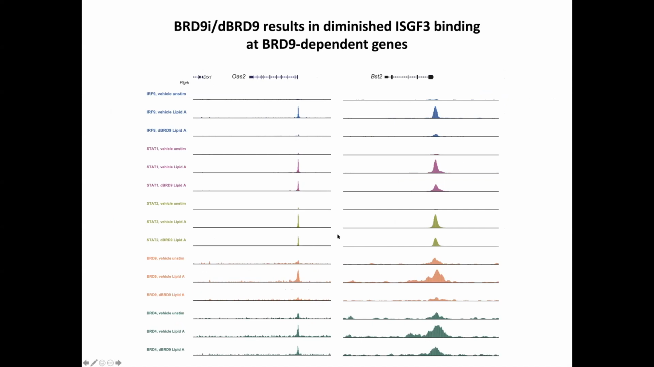And again, you can see that quite well on the genome browser. So I'll just focus your attention here to BRD9. Again, we see this stimulated recruitment of BRD9 in response to lipid A, which is lost in the presence of DBRD9. And in response to DBRD9, we also see a reduction in essentially all of these factors, IRF9, STAT1, and STAT2, at both these BRD9 dependent genes.